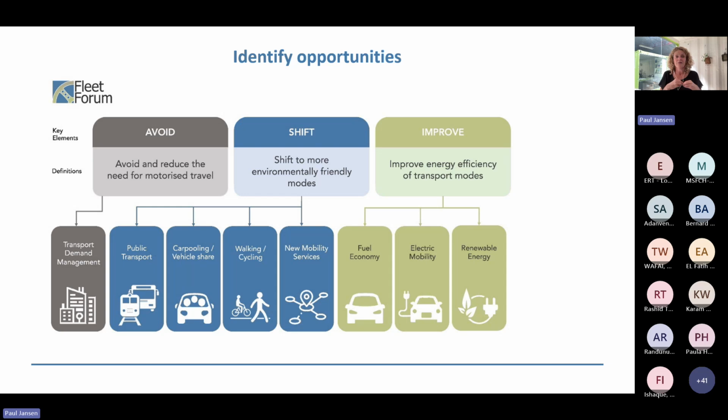Then once you have identified all the actions in the avoid area, and you cannot avoid anymore, you want to go to the shift. So instead of using those vehicles, those fuel burning assets, let's call them that, can we shift to more environmentally friendly modes? Can we promote public transport? Can we promote walking or cycling? And again, this needs to be seen in the context of where you are operating, right? If you are working in an environment where you have good public transport and it is safe to walk, then you should promote that as much as you can.